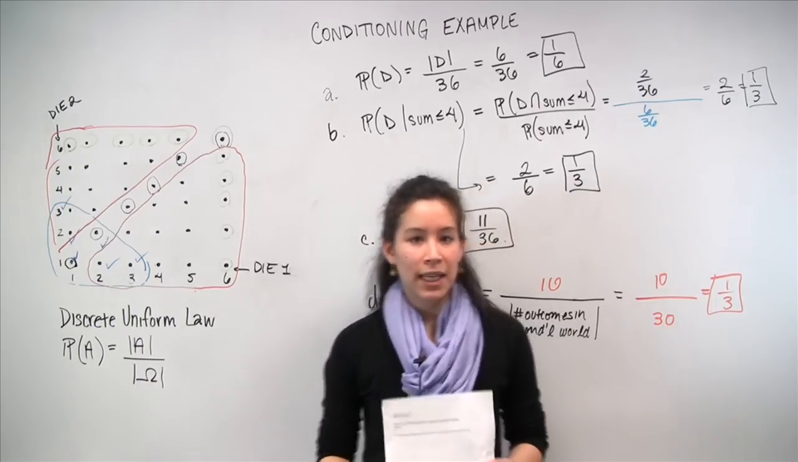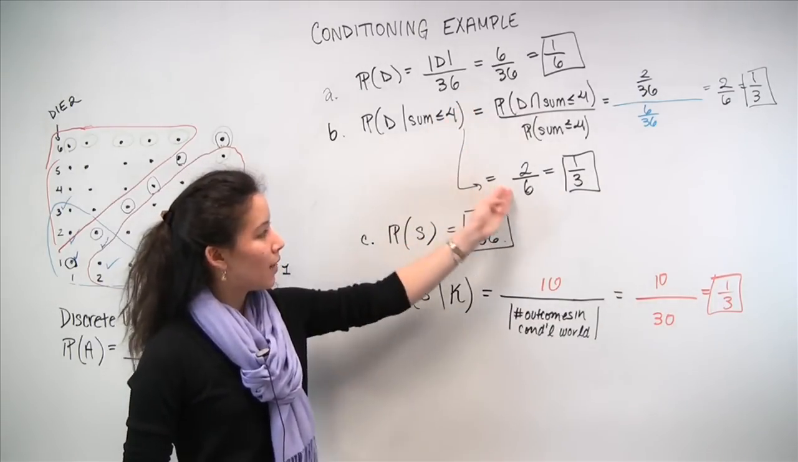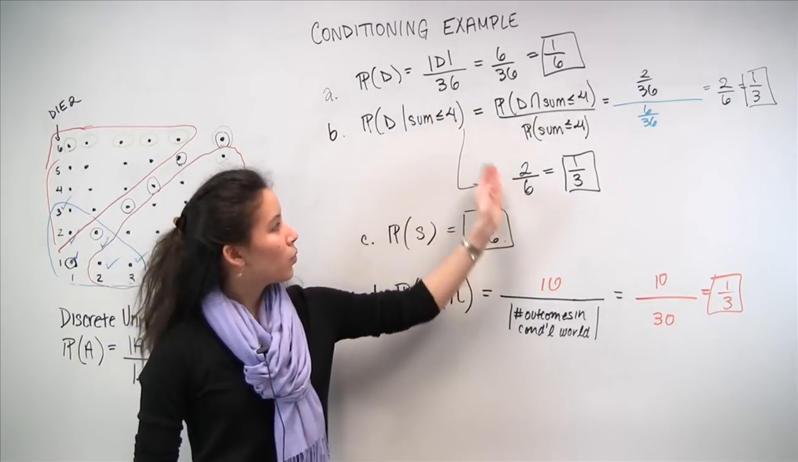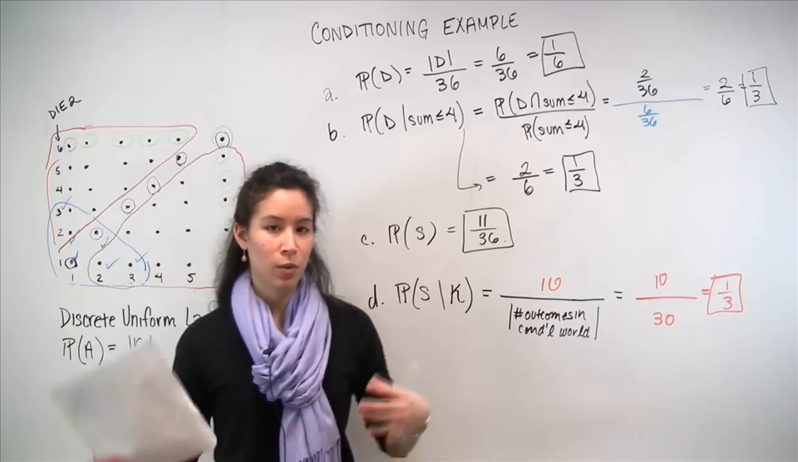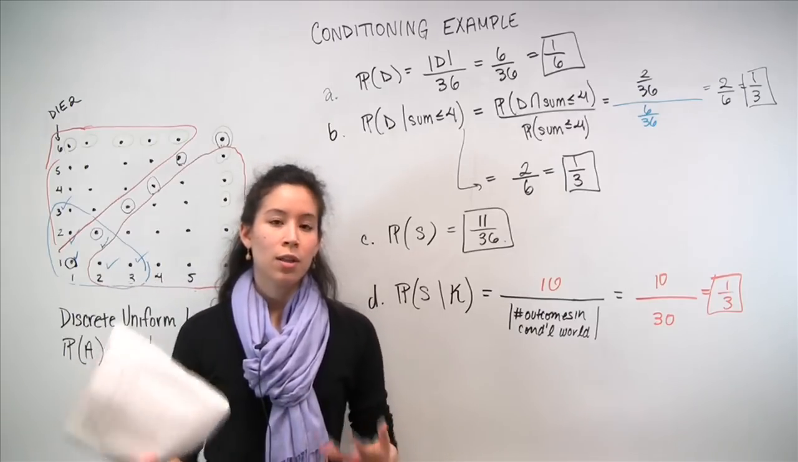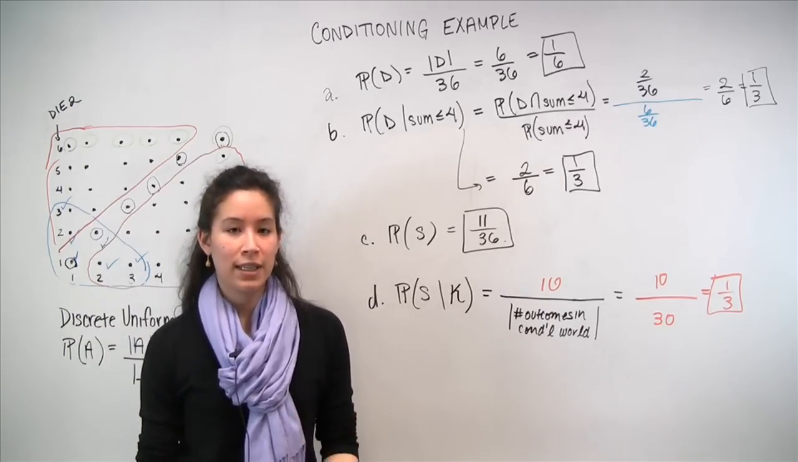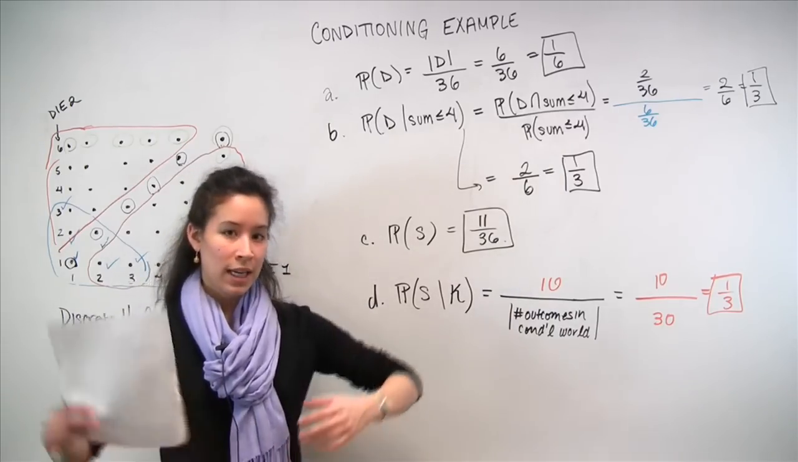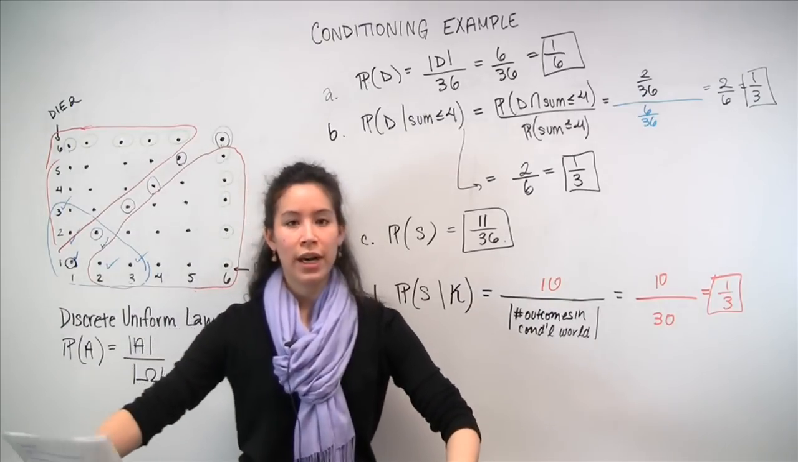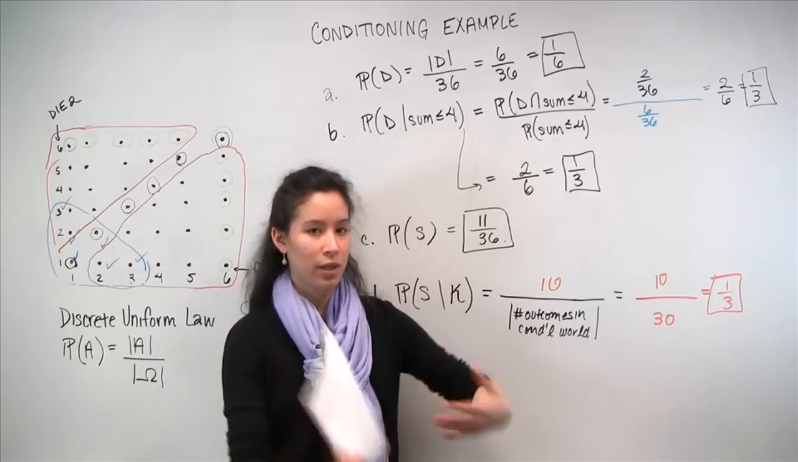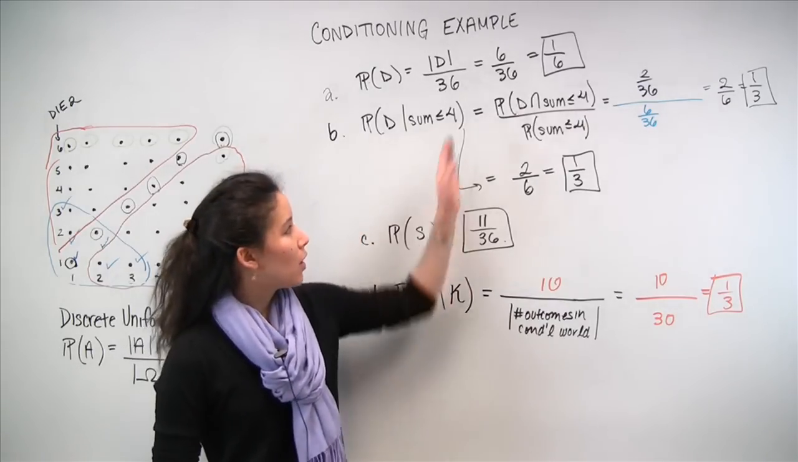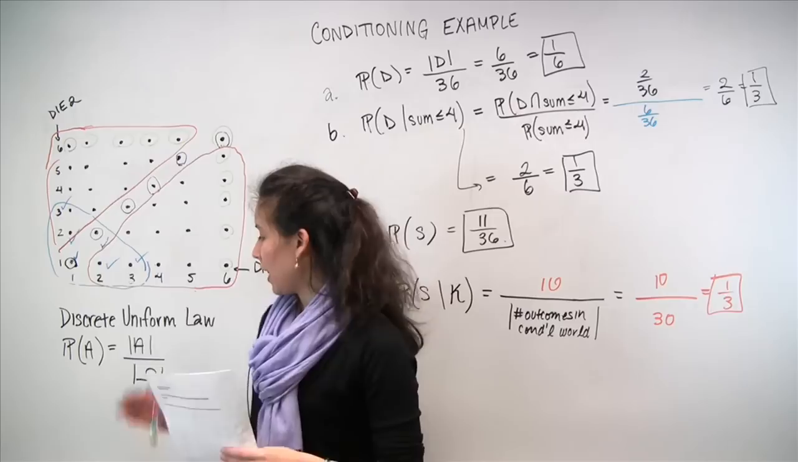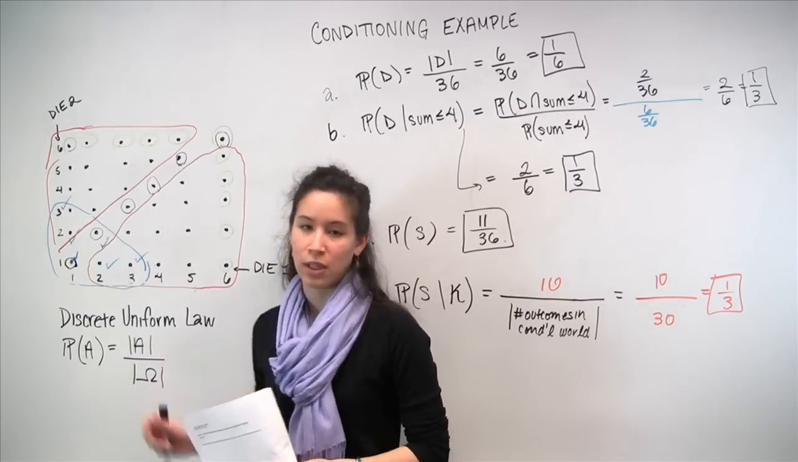The second takeaway is the way we thought about conditioning. In your conditional world, when you condition, the relative likelihoods of the various outcomes don't change. In our original universe, all of the outcomes were equally likely, so in our conditional universe, all of the outcomes are equally likely. And we saw it was much faster to apply a conditional version of the discrete uniform law.